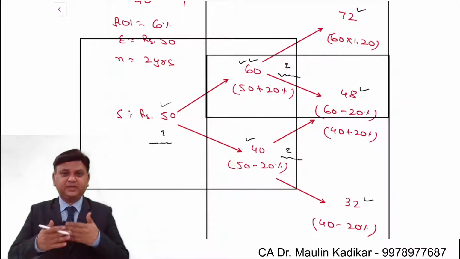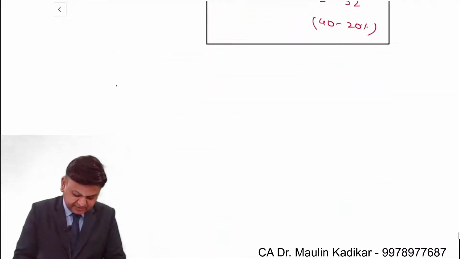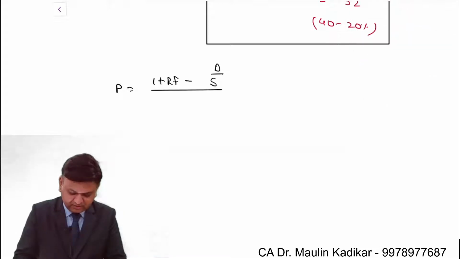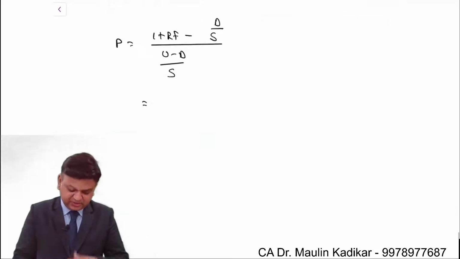Everybody stop writing, let me explain. We understand that the probability of the price increase is equal to (1 plus RF minus D upon S) divided by (U minus D upon S). What is the risk-free rate of interest? It is 6%.